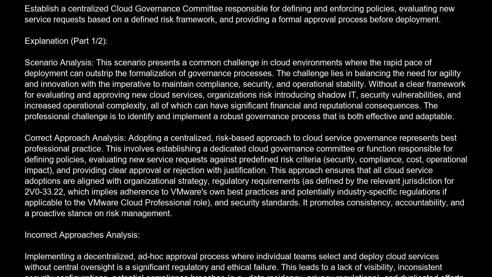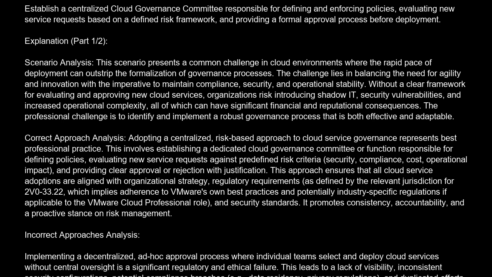The challenge lies in balancing the need for agility and innovation with the imperative to maintain compliance, security, and operational stability. Without a clear framework for evaluating and approving new cloud services, organizations risk introducing shadow IT, security vulnerabilities, and increased operational complexity, all of which can have significant financial and reputational consequences.